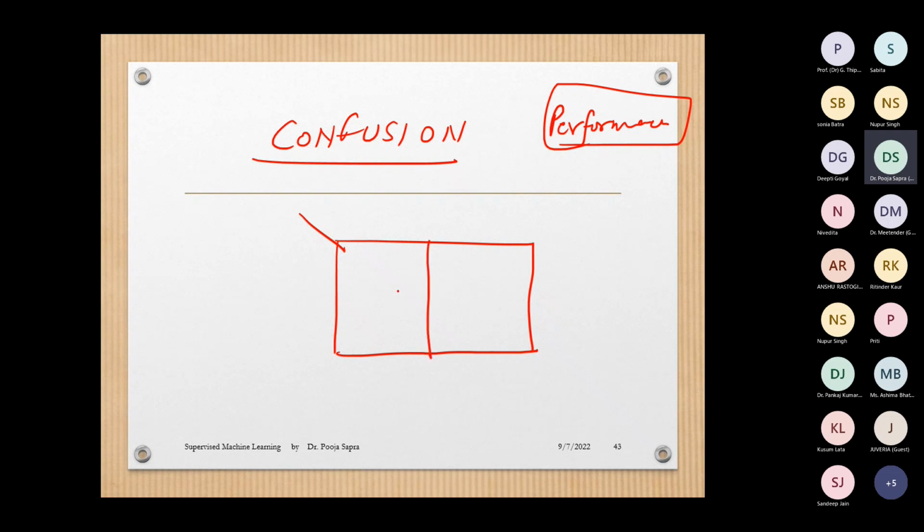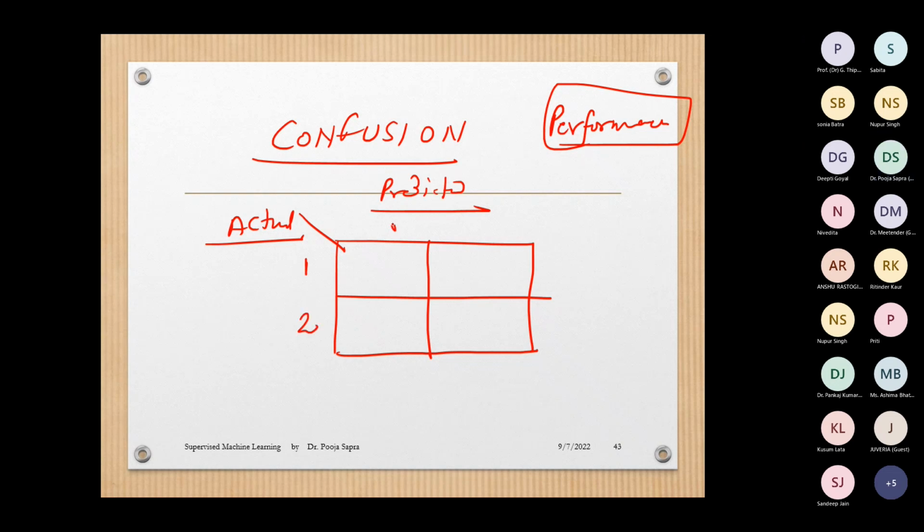So how to do it? What I'll do, I have actual values on one side, predicted values on the second side. Actual value can be 1 or 2. Predicted value can also be 1 or 2. Let us say from our data set, we have a total of 53 values which said actual was not a heart patient and predicted also not a heart patient, right?